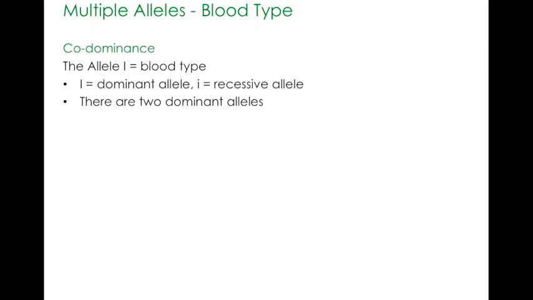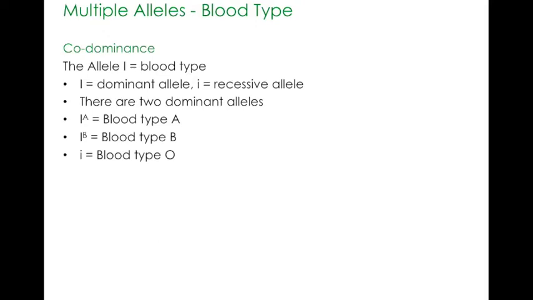Capital I is the blood type. So we're going to use capital I for blood type. If you have a capital I, it means you have a dominant allele. If you have a lowercase i, it means you have a recessive allele. However, within blood type, there are actually two dominant alleles. You have a capital I, capital A for blood type A dominant, capital I, capital B for blood type B dominant, and you have a lowercase i for blood type O.